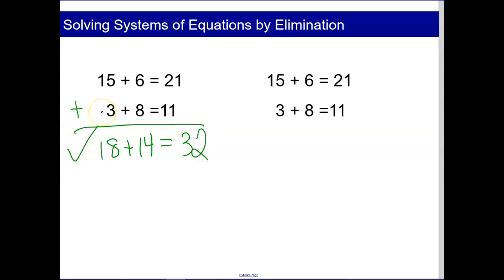This is still a true statement. 18 plus 14 equals 32. You could even subtract these two equations. 15 minus 3, that's 12. Positive 6 minus positive 8, that's negative 2. 21 minus 11, that's 10. Still a true statement. We use this idea when we solve systems of equations by elimination.